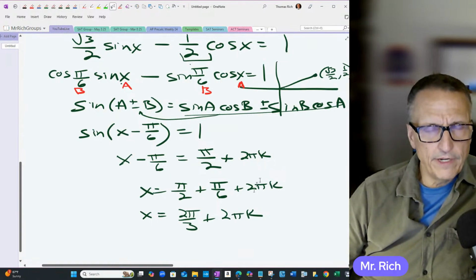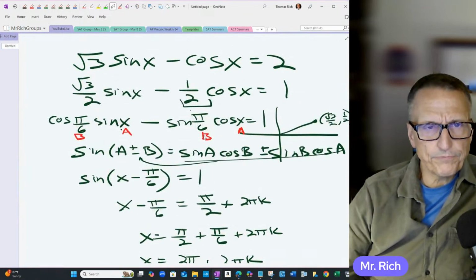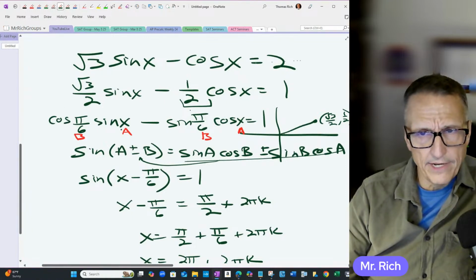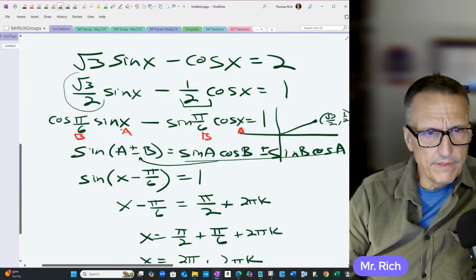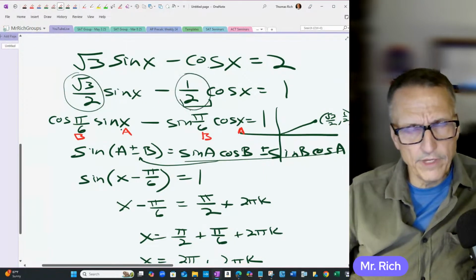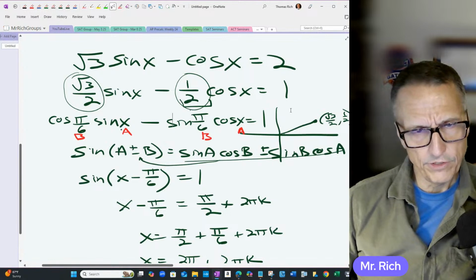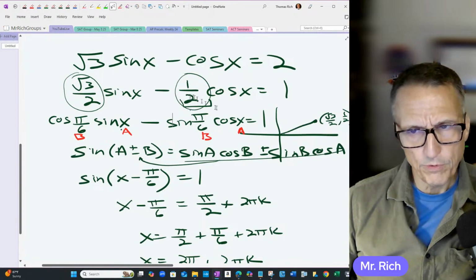So a little bit of a trickier one, and that's what we had to do there. Divide by 2, and then replace those with cosine and sine from our unit circle. That would be at those 2 points.